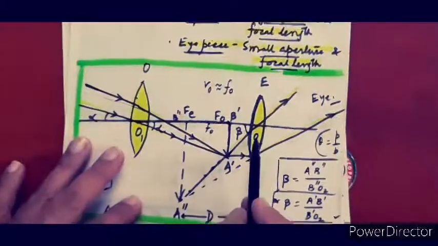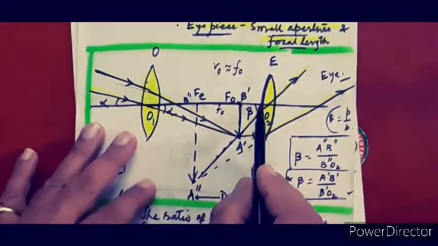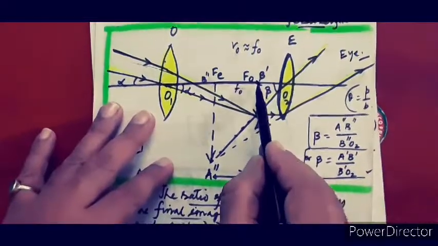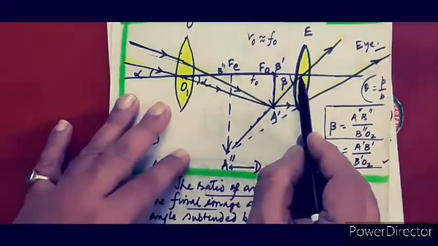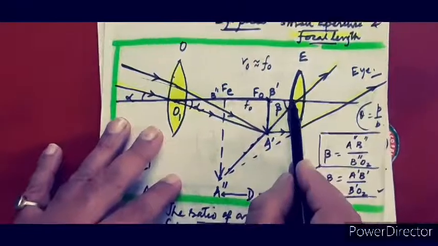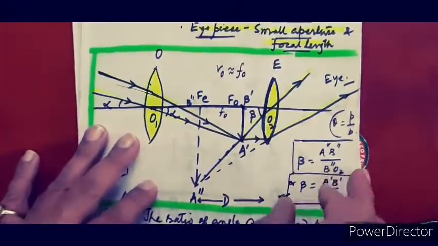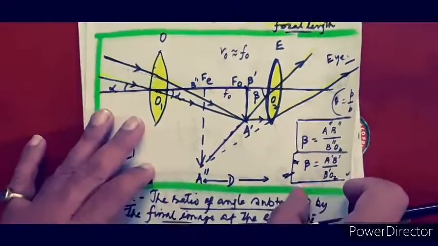And O2 B dash, what is O2 B dash? O2 B dash, this is the object distance for the eyepiece. A dash B dash acts as an object for the eyepiece. So this is the object distance for the eyepiece. That is, we are going to write it UE.